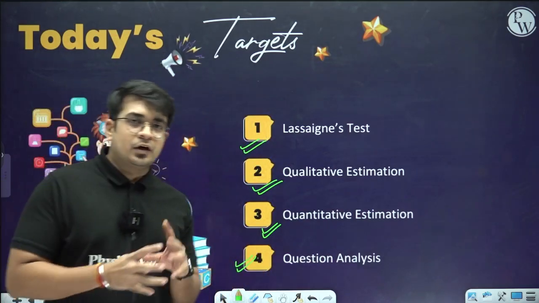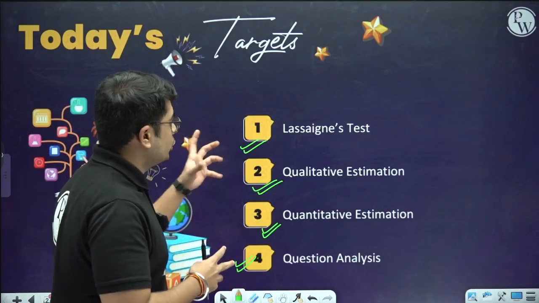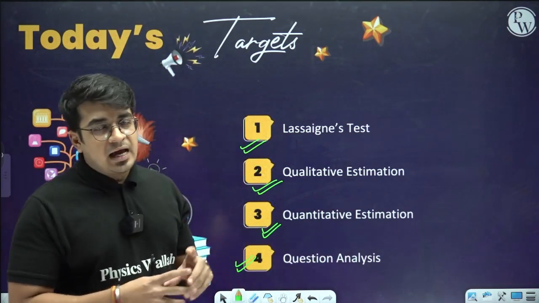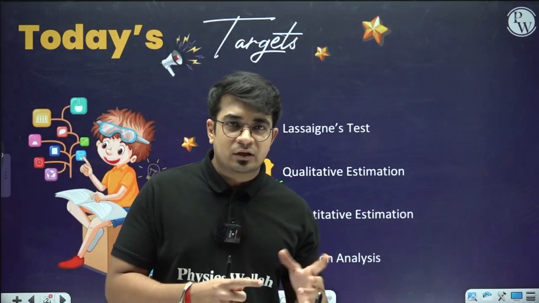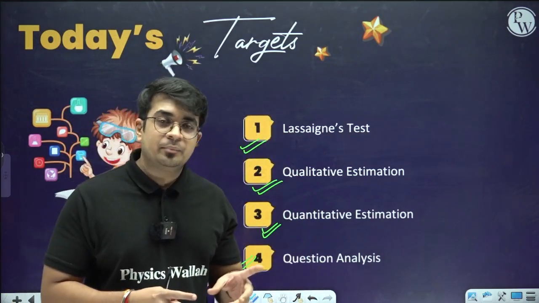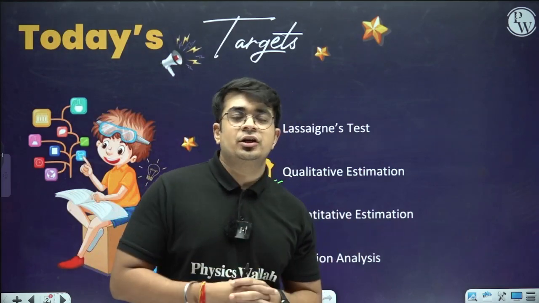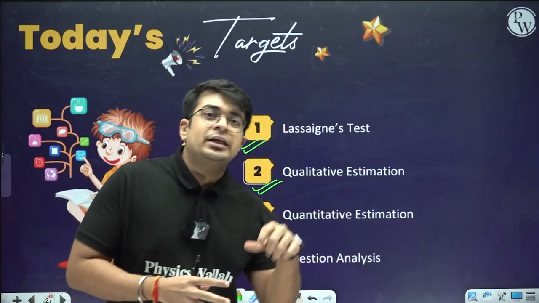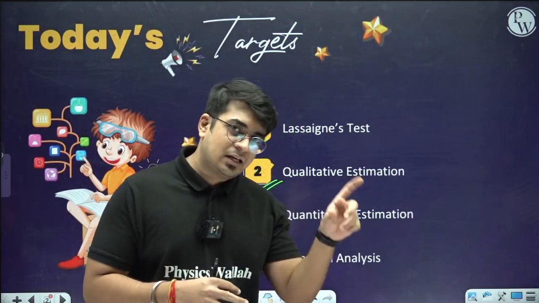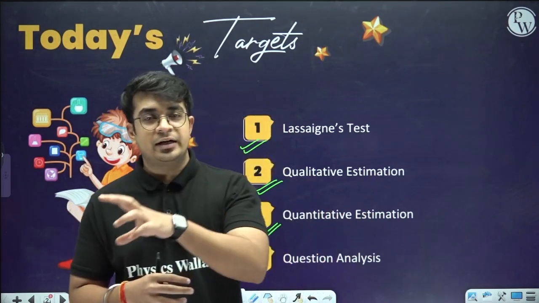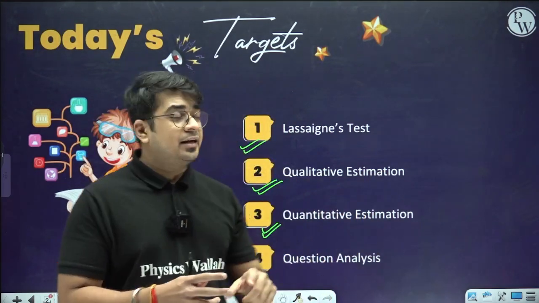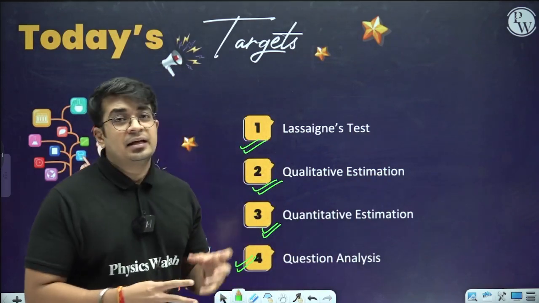Okay. So first of all, we have to create a solution, which is known as Lassaigne's test. I told you that whatever organic compound you have, the main type of bonding in an organic compound is covalent bonding, which is formed by the sharing of electrons. So you have to create an environment so that the covalent compound can be converted into ionic compounds. And for that, the main test is known as Lassaigne's test.